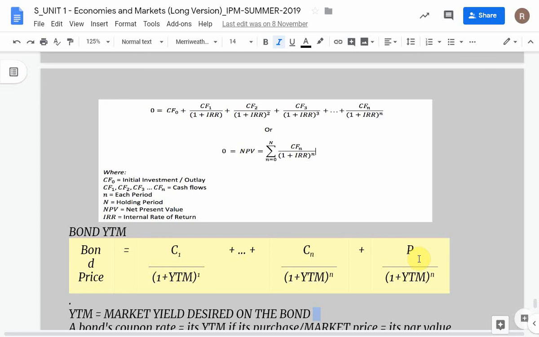Yes, because both are inflows. In the case of salvage value, you sell the project and the plant at the end of the period and you get some money. In the case of the bond also, you return the bond certificate and the issuer of the bond gives you the final principal payment. Clear? So they are the same.